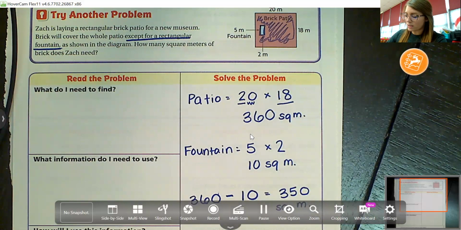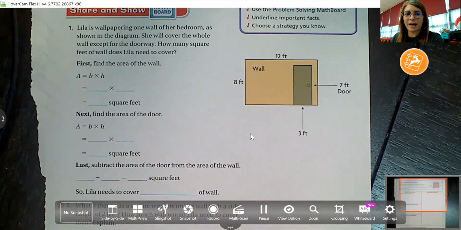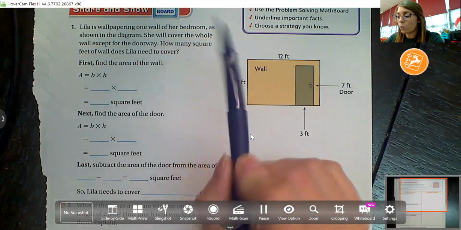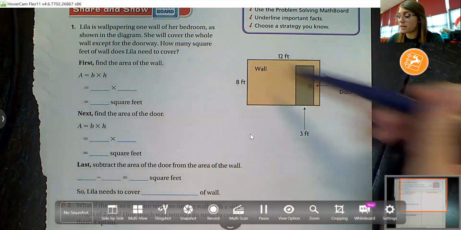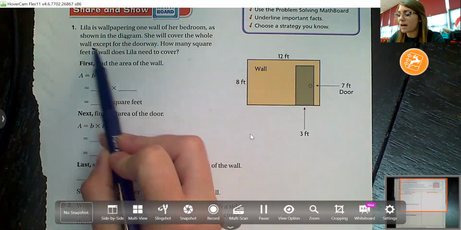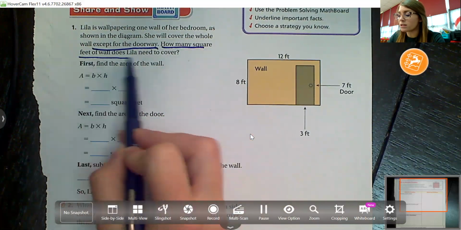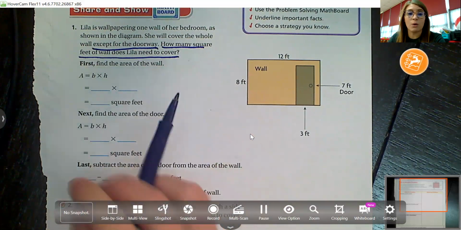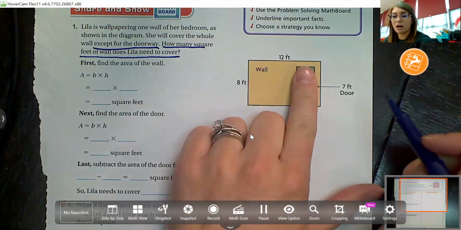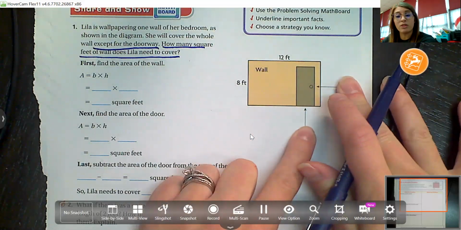Let's look at one more example just for good measure. All right, let's look here at Lala. Lala is wallpapering one wall of her bedroom as shown in this diagram over here. She will cover the whole wall except for the doorway. How many square feet of wall does Lala need to cover? Okay, so first, let's go ahead and find the area of the wall. We're going to pretend this door does not even exist, which means we're not going to use these measurements that are associated with the door.